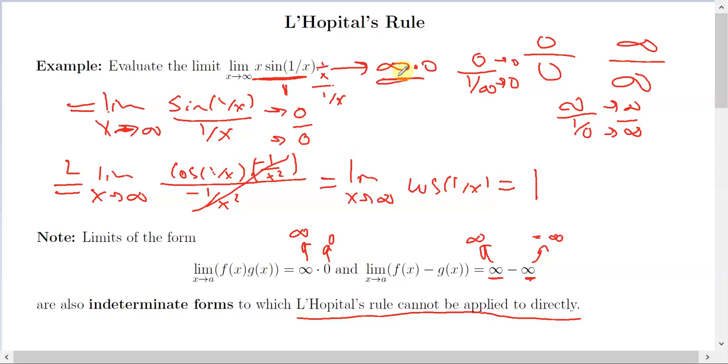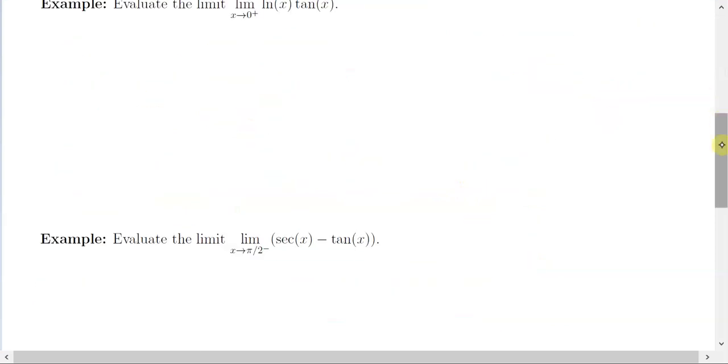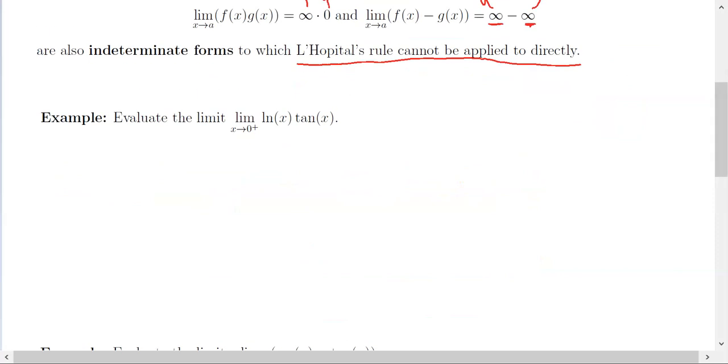So neither one of them is winning. It's not getting pulled to infinity. It's not getting pulled to 0. It actually ends up somewhere in between at 1. So I'm going to work a few more examples of both these indeterminate forms.